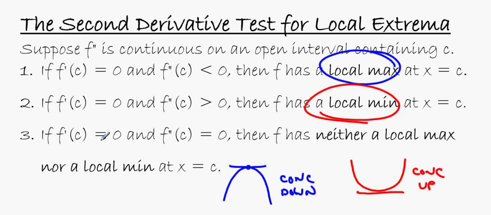But if f prime and f double prime are both 0, then we don't have this scenario, and we don't have that scenario. Neither a max nor a min. Hopefully that makes sense. It's one of those things that makes sense if you think about it. Okay? So, how does this pop up in some nasty question of death?